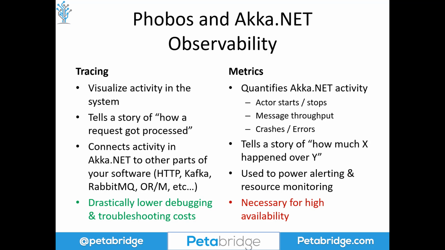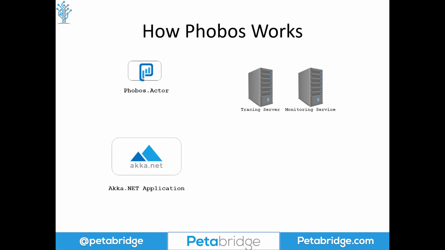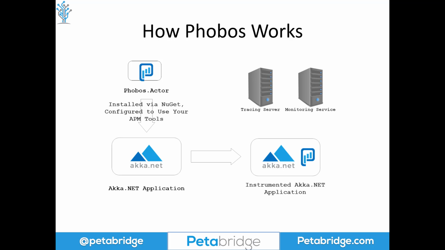And this technology is used to power alerting and resource monitoring, which are necessary components for any type of high availability application that any company in any industry might want to build. So the way Phobos ultimately works is Phobos is a library that offers a degree of telemetry, and this telemetry gets automatically injected behind the scenes inside your Akka.NET application. So you don't need to worry about decorating any of your individual actor classes with specific method calls or anything else. Phobos will inject the monitoring instrumentation for gathering traces and metrics automatically into each of your actors. The data captured by Phobos will automatically be exported out to the tracing and metric services of your choice.